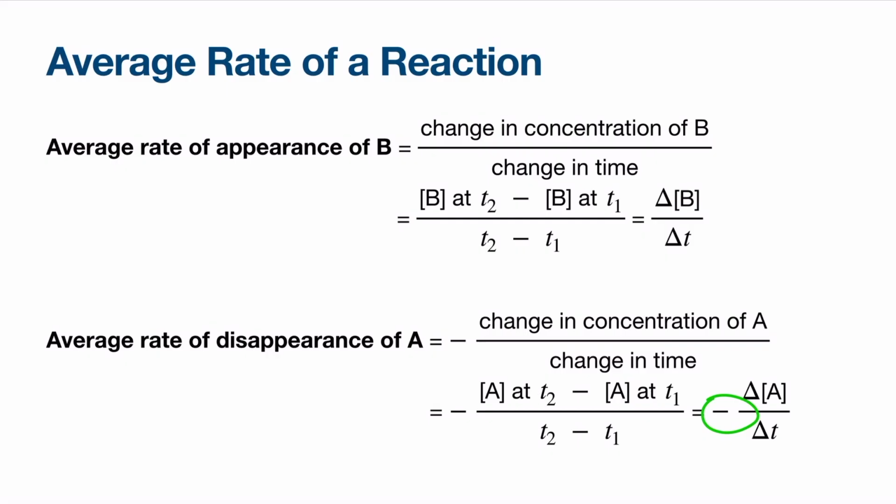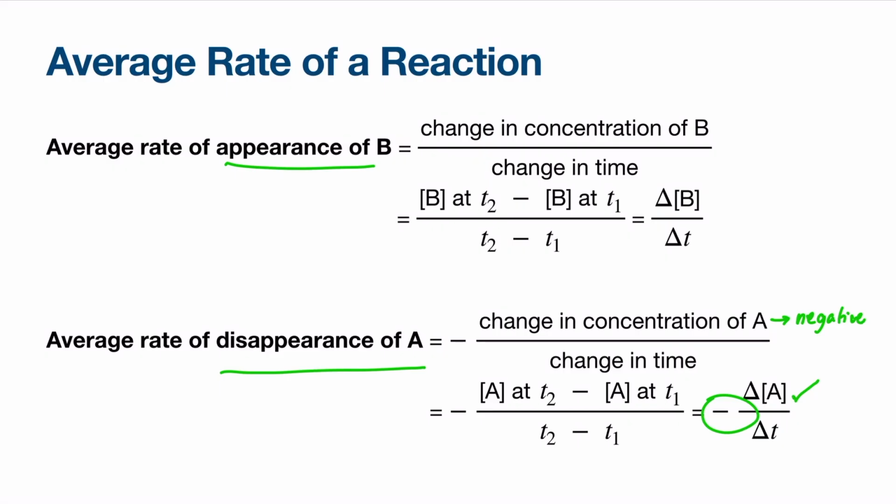The minus sign is important because the concentration of A decreases as the reaction proceeds. Since the change in concentration of A is negative, the minus sign converts it into a positive reaction rate. By convention, reaction rates are always reported as positive quantities, whether we are describing the disappearance of a reactant or the appearance of a product.